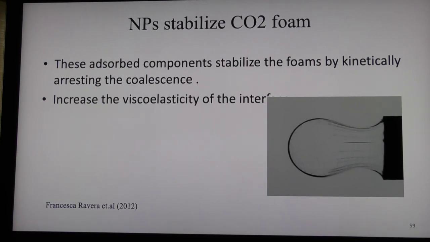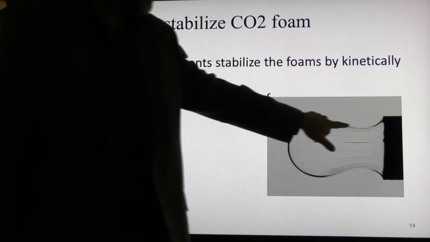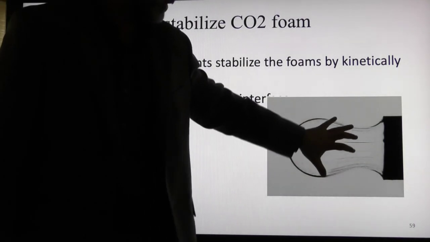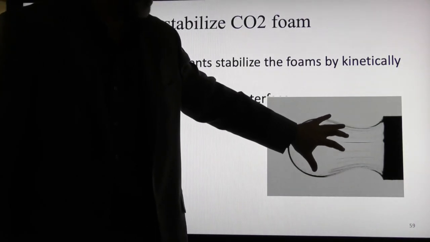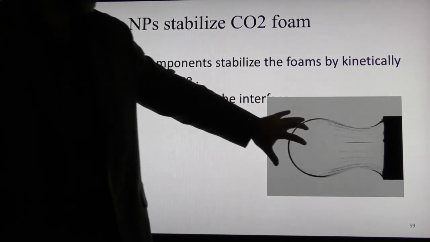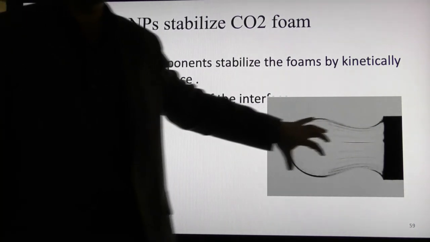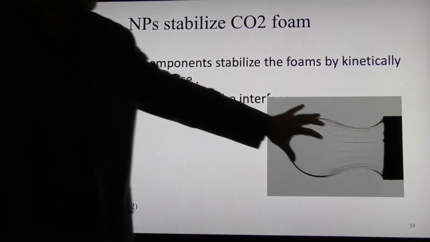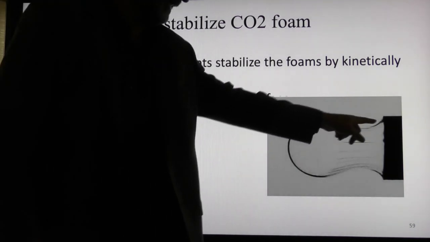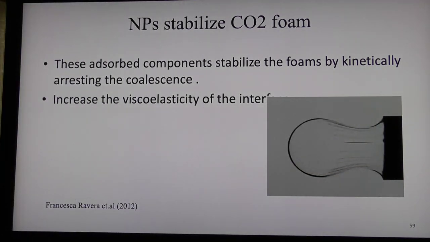What it does is improve the properties, the viscoelasticity of the interface. So if I were to put my hands around this and then pull this, the question is, how much do I need to pull before this ruptures and this becomes a bubble? The more it takes for me to pull, the more elastic, the more resilient the surface, this interface, is, and the more resilient it is, the better the behavior of the system is going to be in the subsurface.